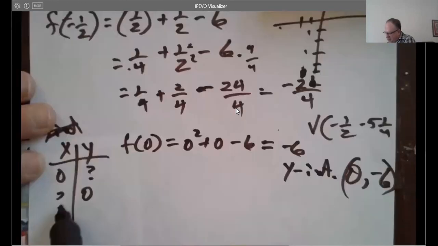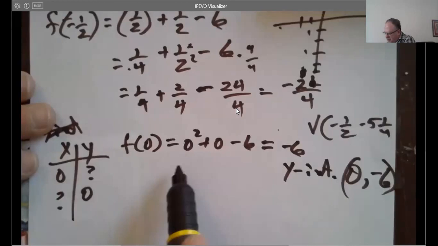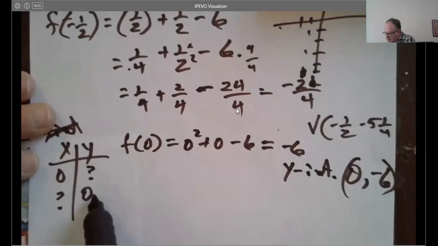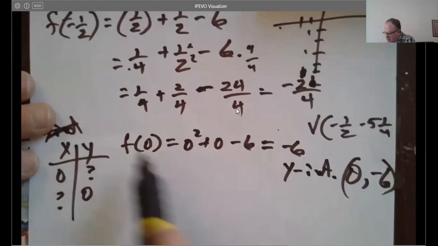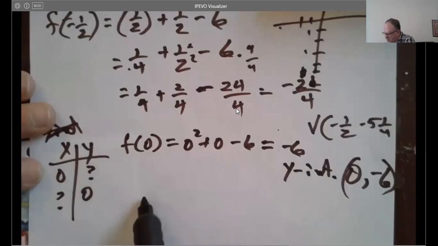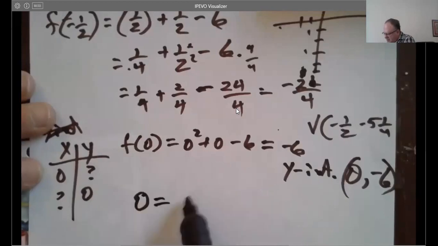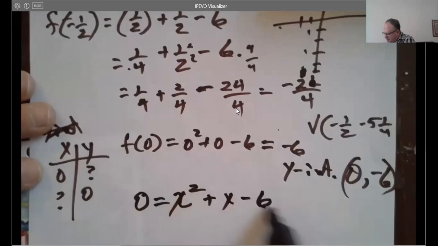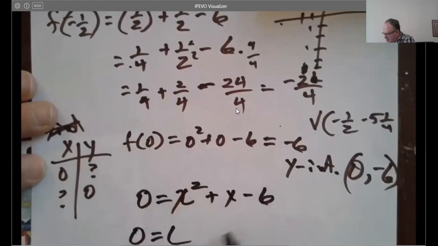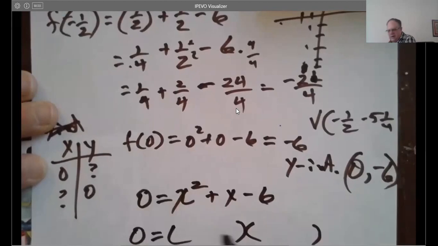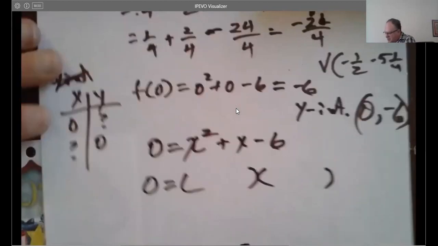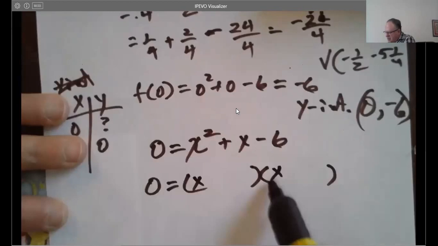Okay, so that's your y-intercept. Now for the x-intercept, you have to set y equals 0. So in other words, we're going to put 0 in where f of x is, and put x squared plus x minus 6, and factor it. Well, we have to put x and x and signs.